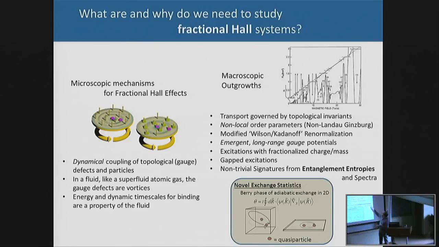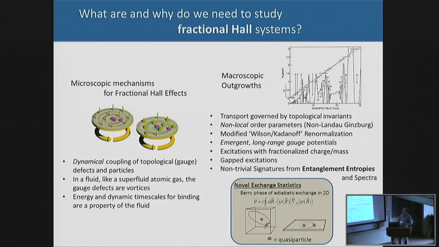We have things like transport, Hall resistivities that are familiar from fractional Hall systems and electron gas. But we also know that other things are exciting here too. We have non-local order parameters. This is non-Landau-Ginzburg order. It means that this idea of Wilson or Kadanoff renormalization is a little bit hard to apply to these systems because they have long-range gauge potentials and emergent order in them. We also know that they have excitations with fractionalized charge and mass.